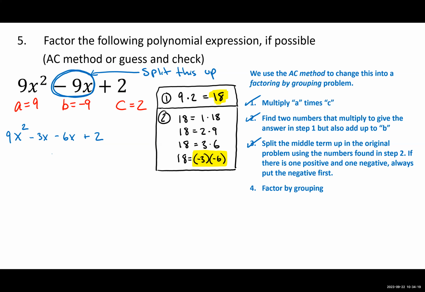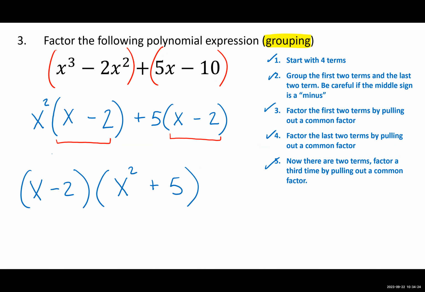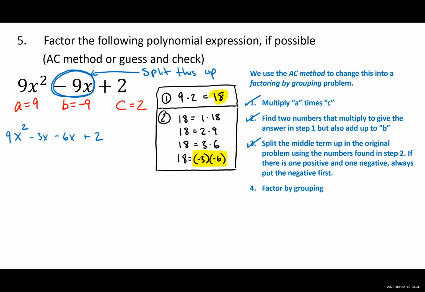And then finally, factor by grouping. So now we're 2 slides back to number 3. Now we have a factor by grouping problem. So that's it, we're done with the AC method, right? The AC method isn't to get your final answer. The AC method is to take a quadratic expression in standard form and split up the middle term to turn it into a factoring by grouping problem. So now step 4, factor by grouping.